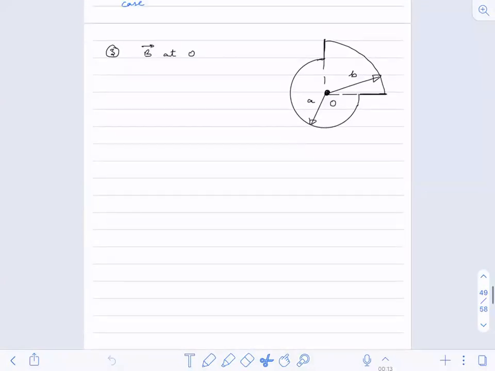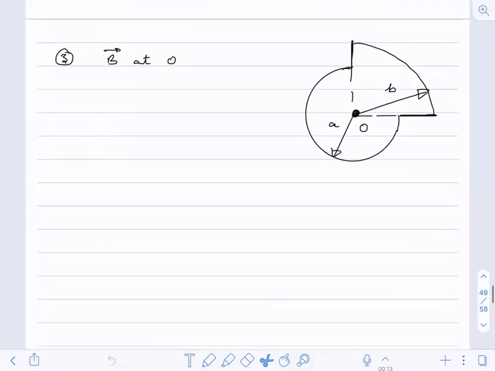So this is the third question now. Let's see here. Here we have a combination of two circular wire frames. Okay, the wire frame is given to us. Now let us divide this wire frame in two parts.